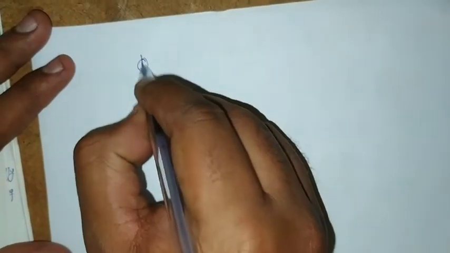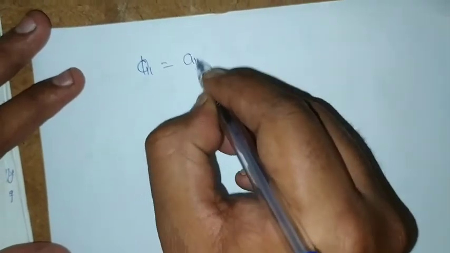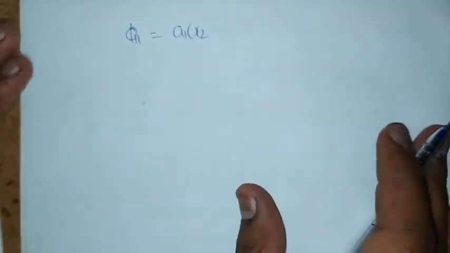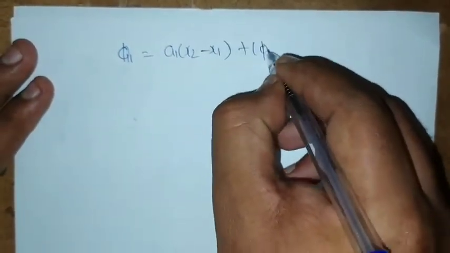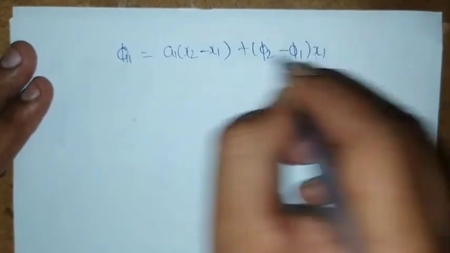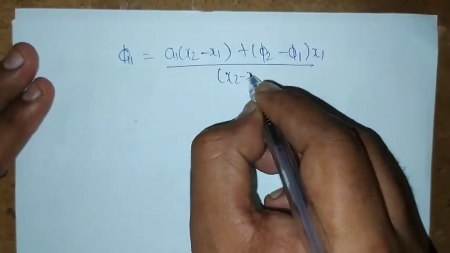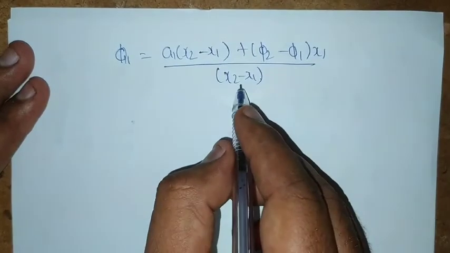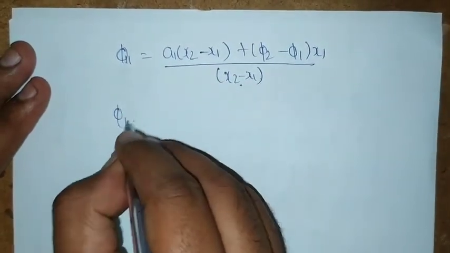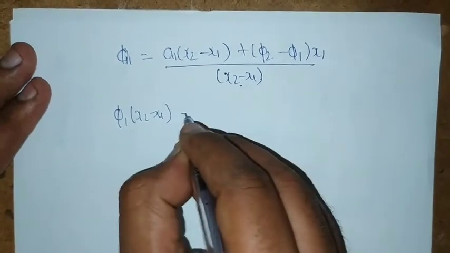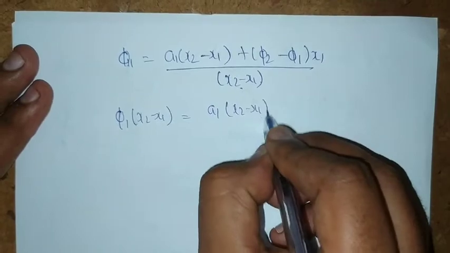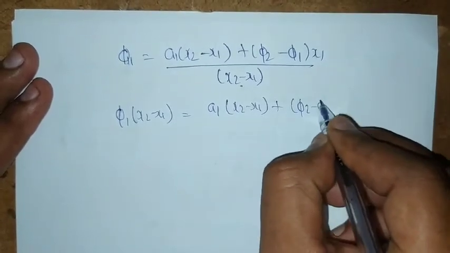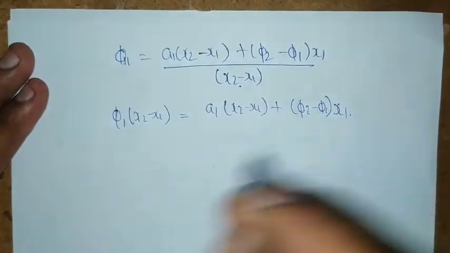So next it can be written as, so how the equation is going to come up: pi 1 is equal to a1 of x2 minus x1 plus pi 2 minus pi 1 of x1 by x2 minus x1, it has given. So when we transfer this condition to this side, then pi 1 of x2 minus x1 is equal to a1 of x2 minus x1 plus pi 2 minus pi 1 of x1.